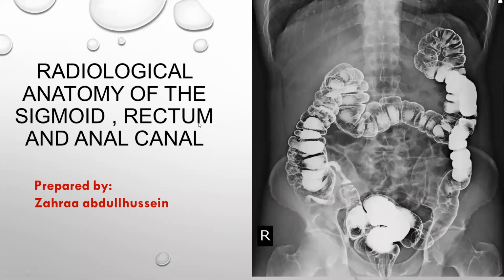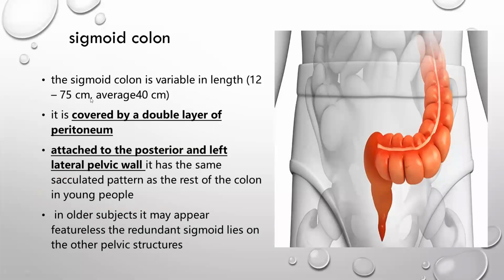Our subject today is the radiological anatomy of the sigmoid, rectum, and anal canal. Sigmoid colon. The sigmoid colon is variable in length, 12 to 75 cm, average 40 cm. It is covered by a double layer of peritoneum attached to the posterior and left lateral pelvic wall. It has the same circulation pattern as the rest of the colon in young people. In older people, it may appear featureless, and the redundant sigmoid lies on the other pelvic structures.